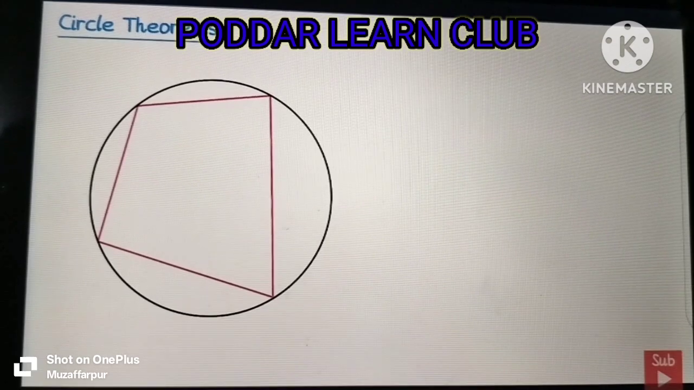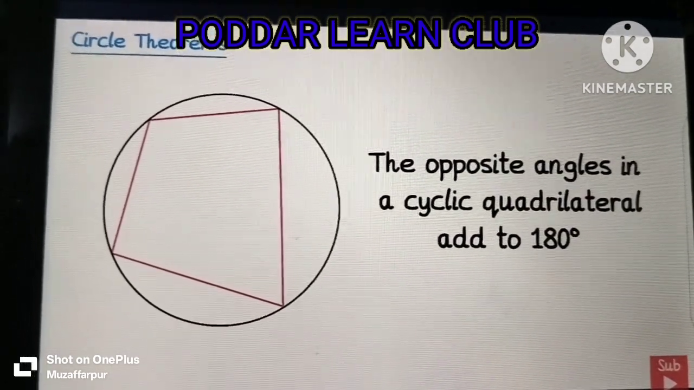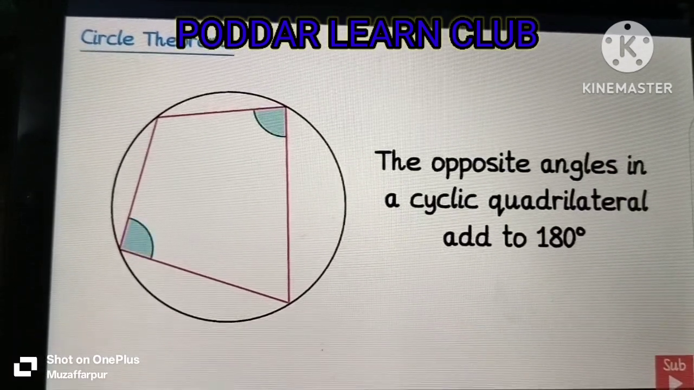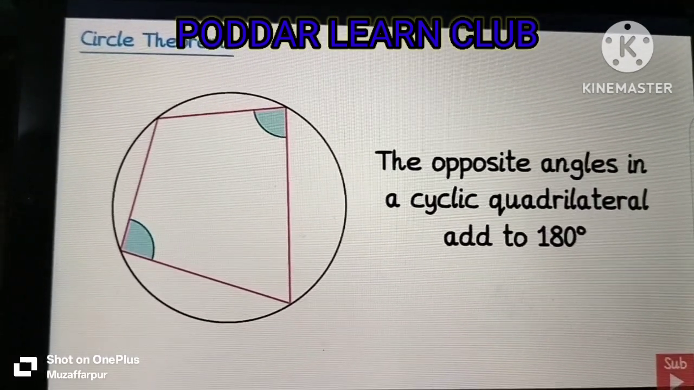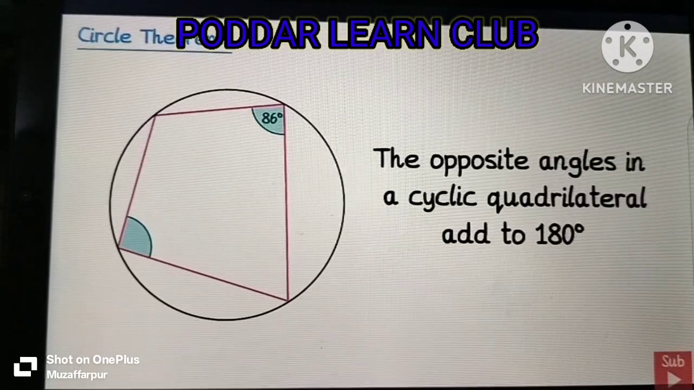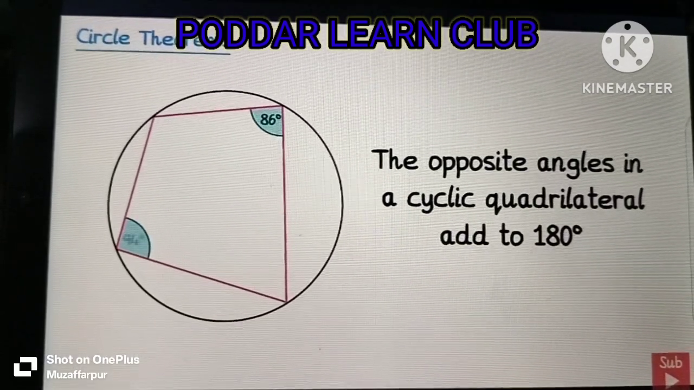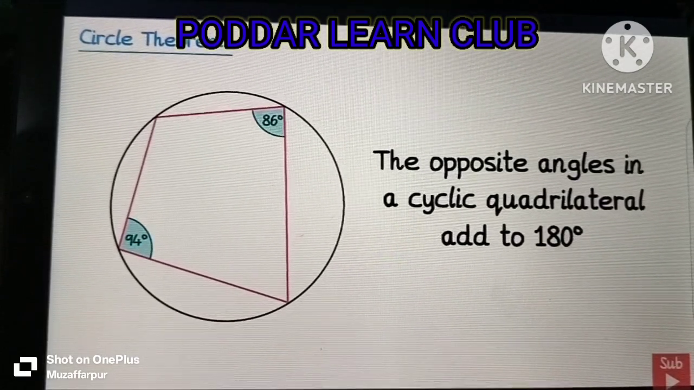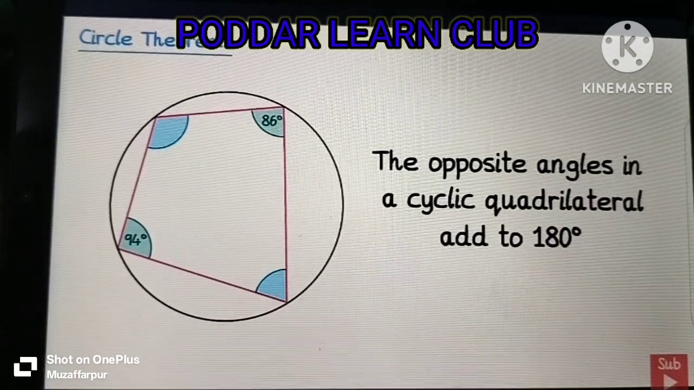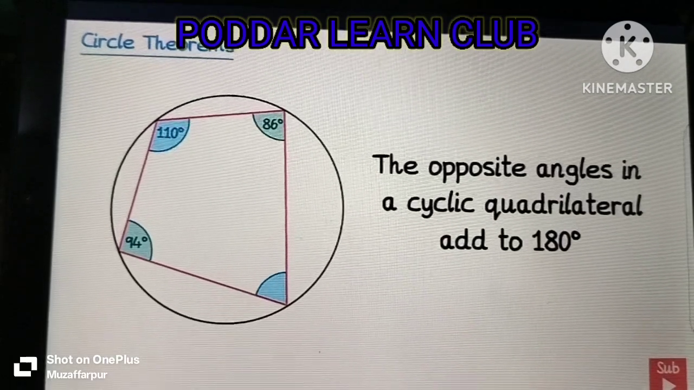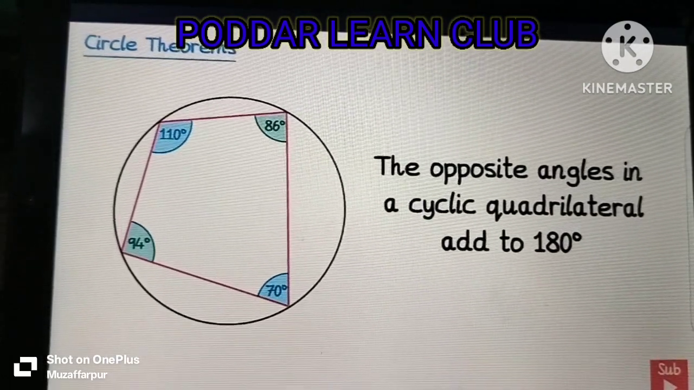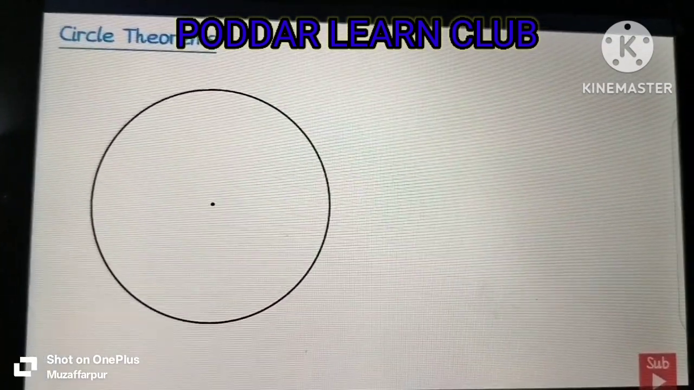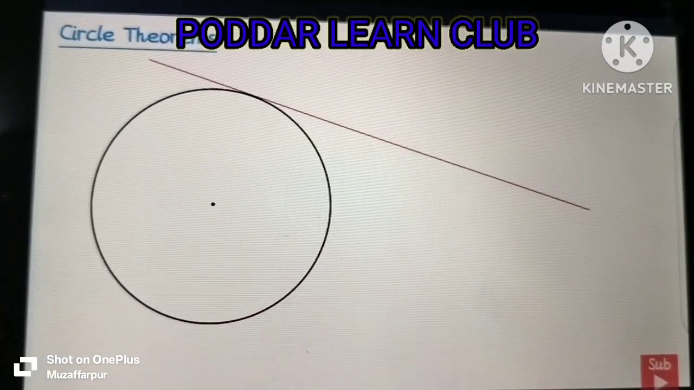Now this is a cyclic quadrilateral, and you are seeing that the opposite angles in a cyclic quadrilateral, the sum of these opposite angles must be 180 degrees. So if this angle is 86 degrees, then definitely this angle will be 94 degrees, so that the sum of these two angles will be 180. Similarly, on the other side, the sum of these two angles will be 180 degrees. If one angle is 110, then the other angle is 70 degrees. So these are very important points.